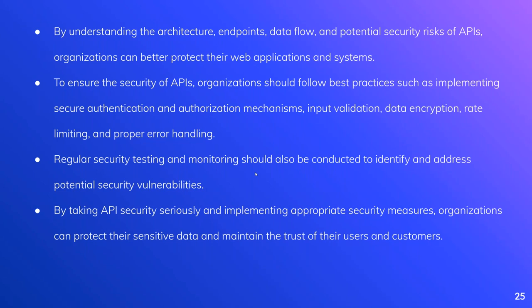As the digital landscape continues to evolve, the importance of API security will only increase. Organizations must remain vigilant and adapt their security practices to stay ahead of emerging threats. By fostering a culture of security, regularly enhancing API security measures, and staying informed about the latest security trends and best practices, organizations can effectively mitigate risk and ensure the secure and reliable operation of their APIs.